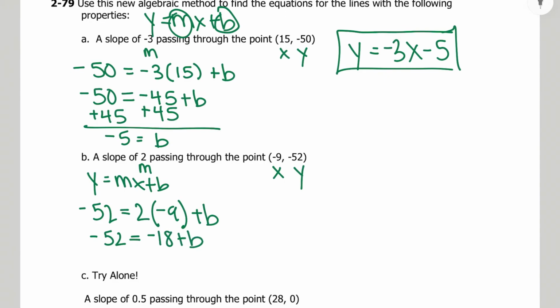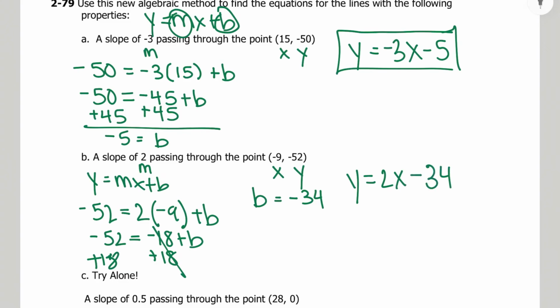And then our goal is to get b alone, so we're going to add 18 to both sides because that will cancel this out. And we get b equals negative 34. So again, we're plugging into m, which was 2. We had that already. And then b, which was negative 34. So make sure you're writing minus there.